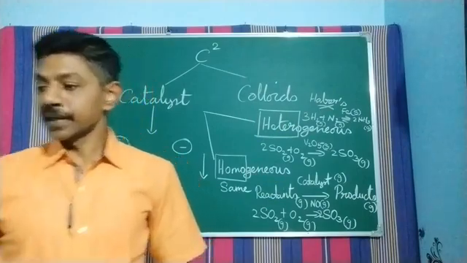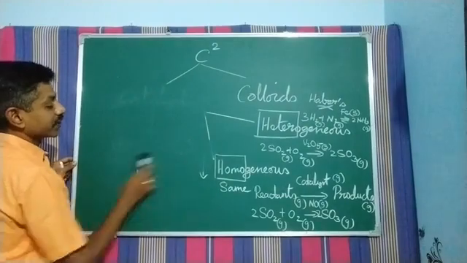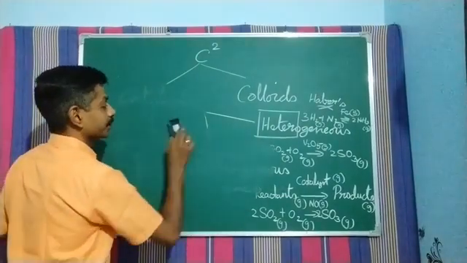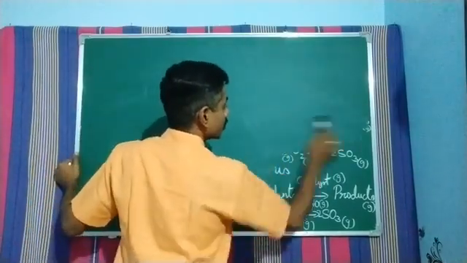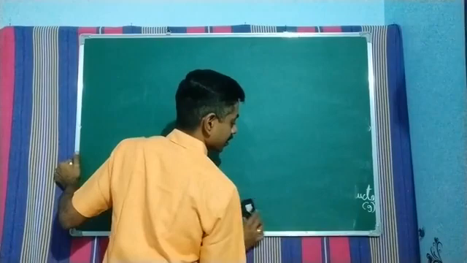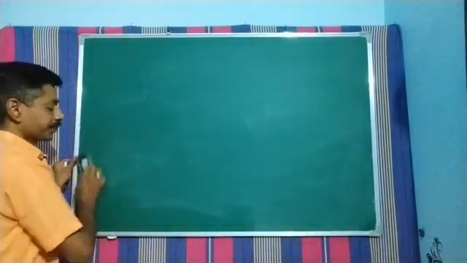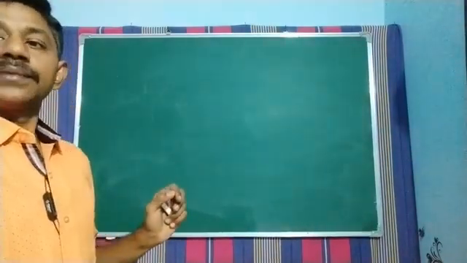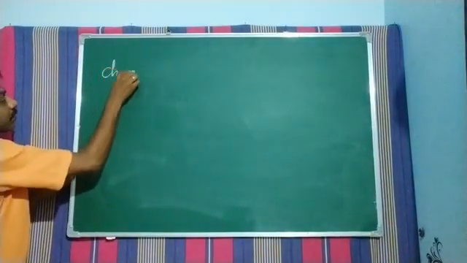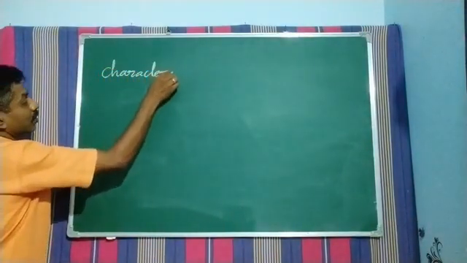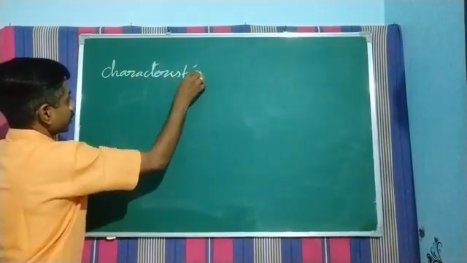Our next objective is to learn about the characteristics of a catalyst. Every catalyst has some characteristics. Those characteristics will decide the nature of the reaction. And the common behaviors of a catalyst, we have to talk about elaborately, the characteristics of a catalyst.